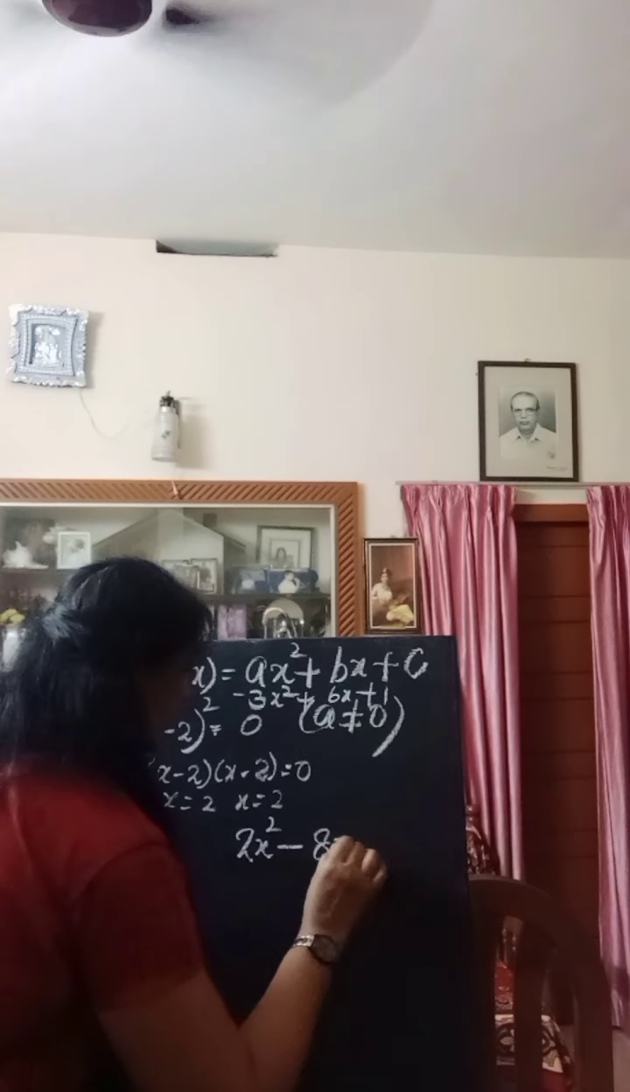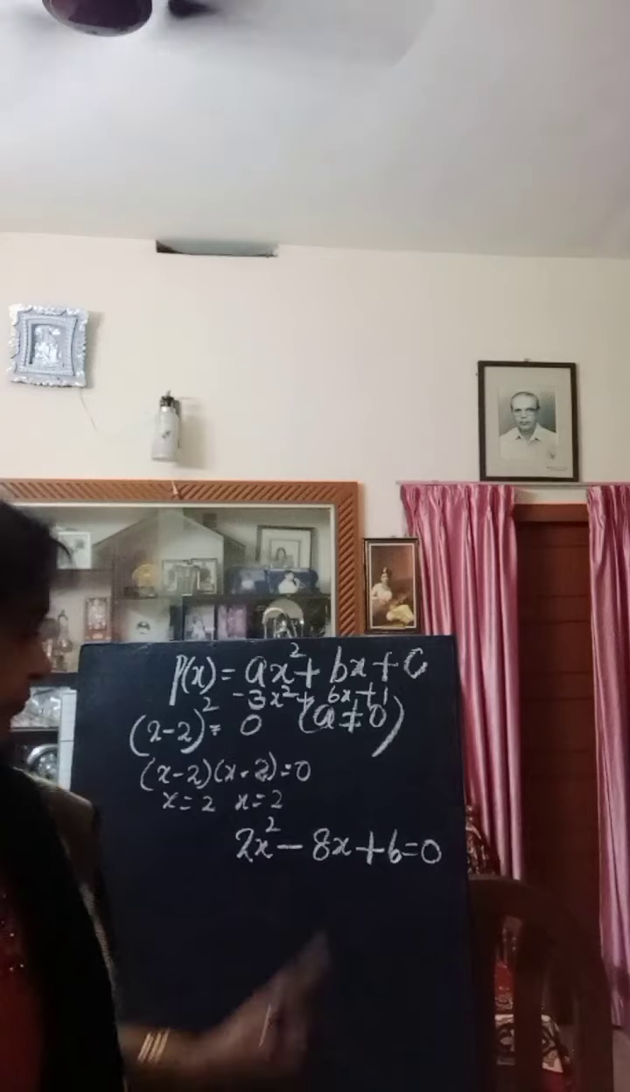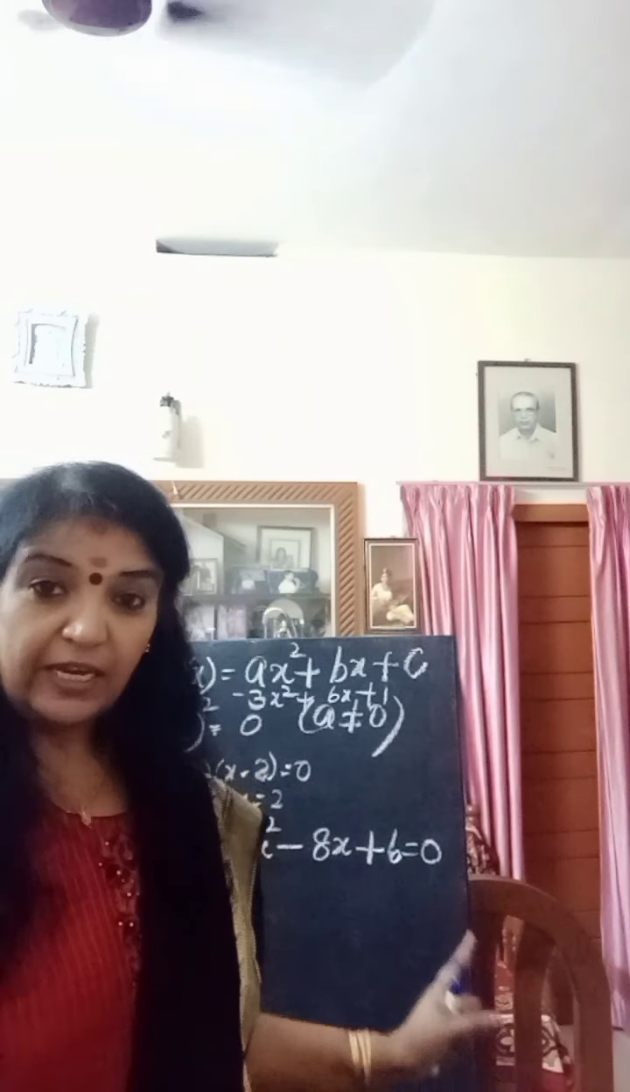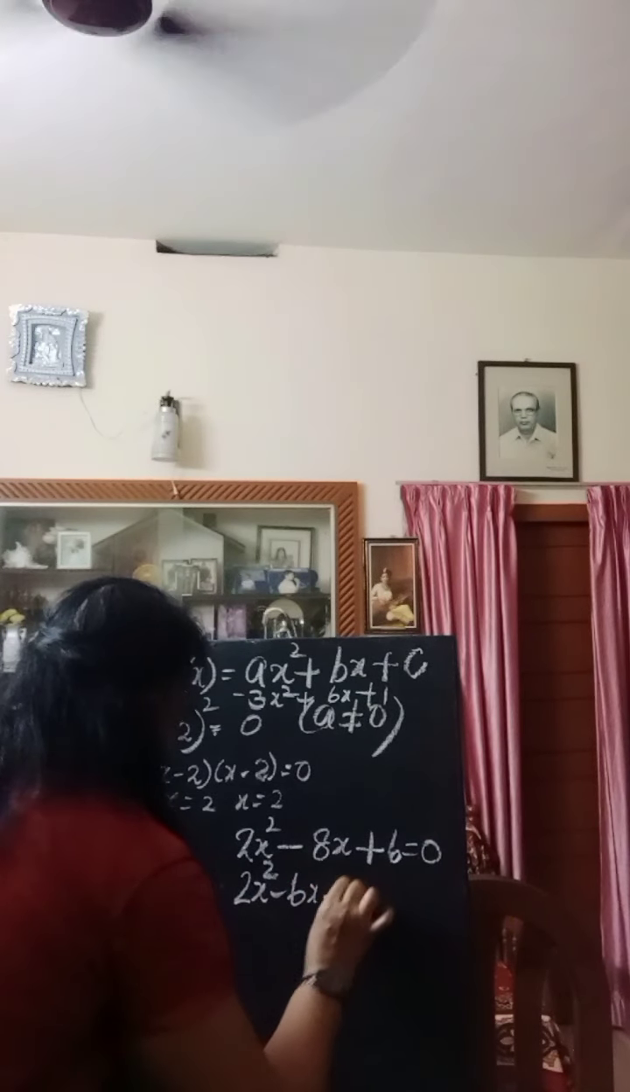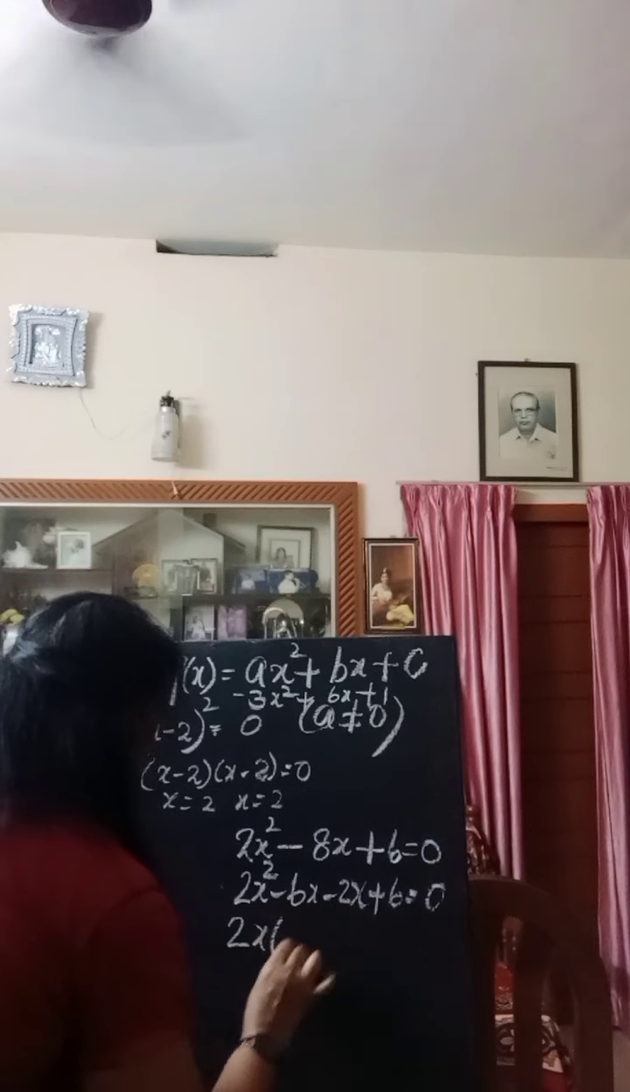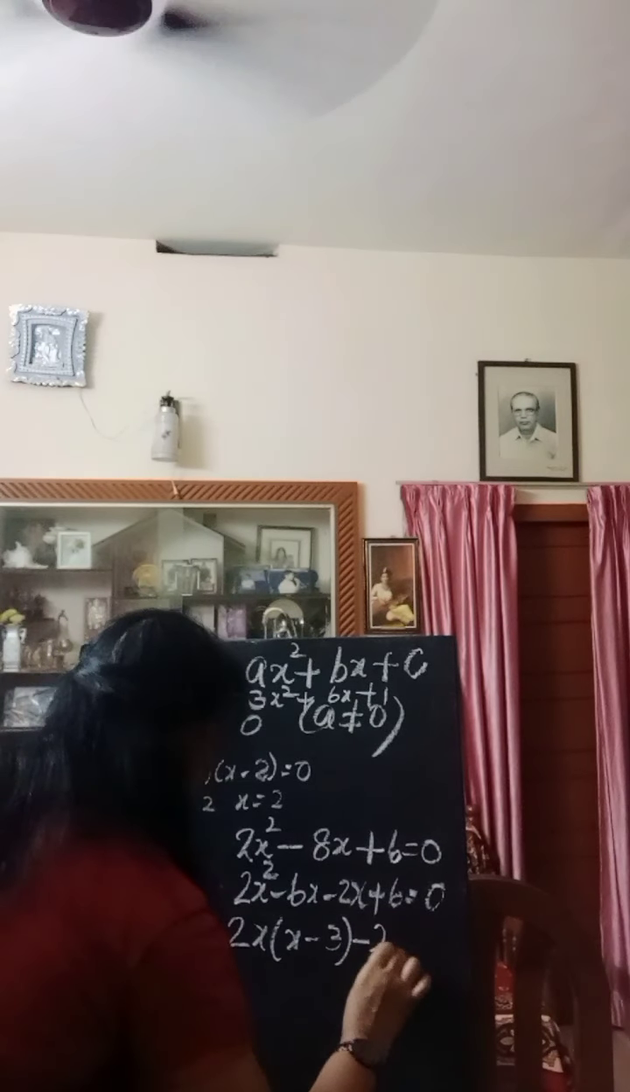2x square minus 8x plus 6 equal to 0. Solve this equation. Sum is -8, product is 12, positive 12. So you can take two numbers, that is -6 and -2, and split the middle term. 2x square minus 6x minus 2x plus 6 equal to 0. 2x common into x minus 3, minus 2 into x minus 3 equal to 0. So 2x minus 2 into x minus 3 equal to 0.